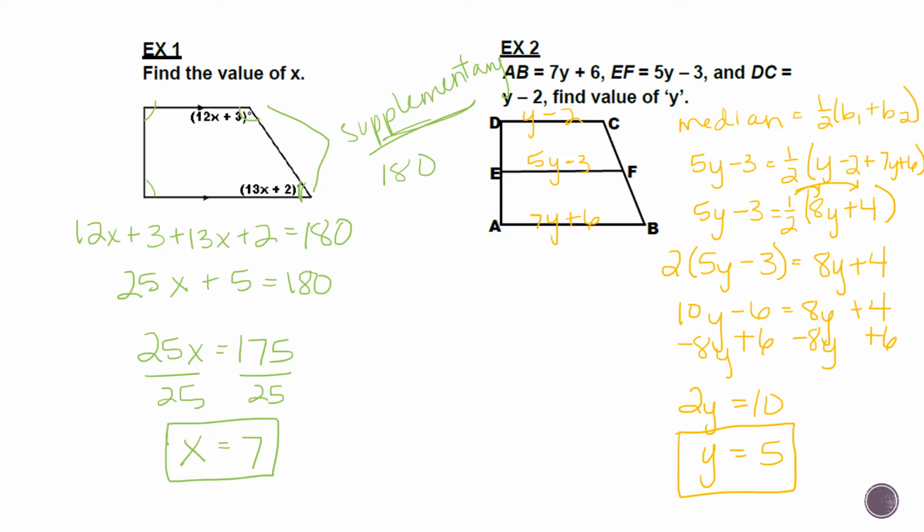Again, that's why I said you could use the formula 2 times the median equals B1 plus B2. So you could have started by using that formula as well, but I started using the original formula that they gave us.